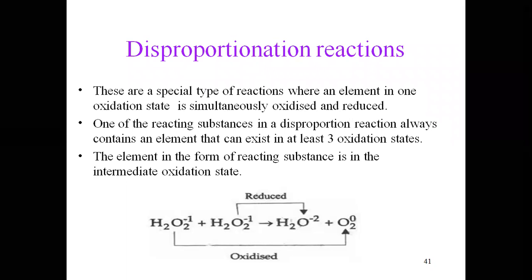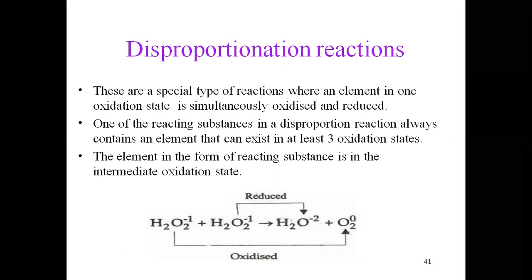Disproportionation reaction. This is a special type of reaction where an element in one oxidation state is simultaneously oxidized and reduced. One of the reacting substances in a disproportionation reaction always contains an element that can exist in at least 3 oxidation states. The element in the reacting substance is in the intermediate oxidation state.